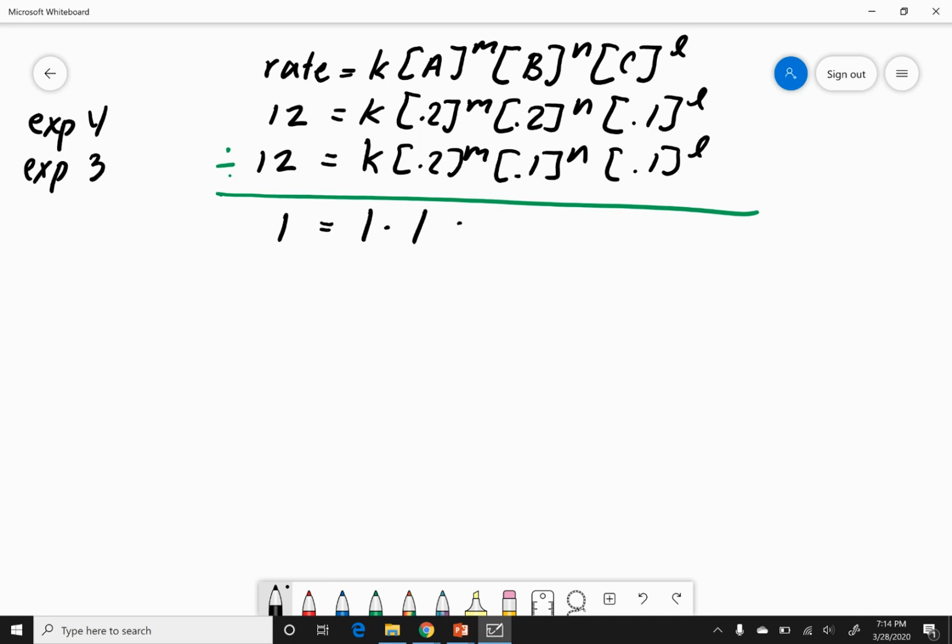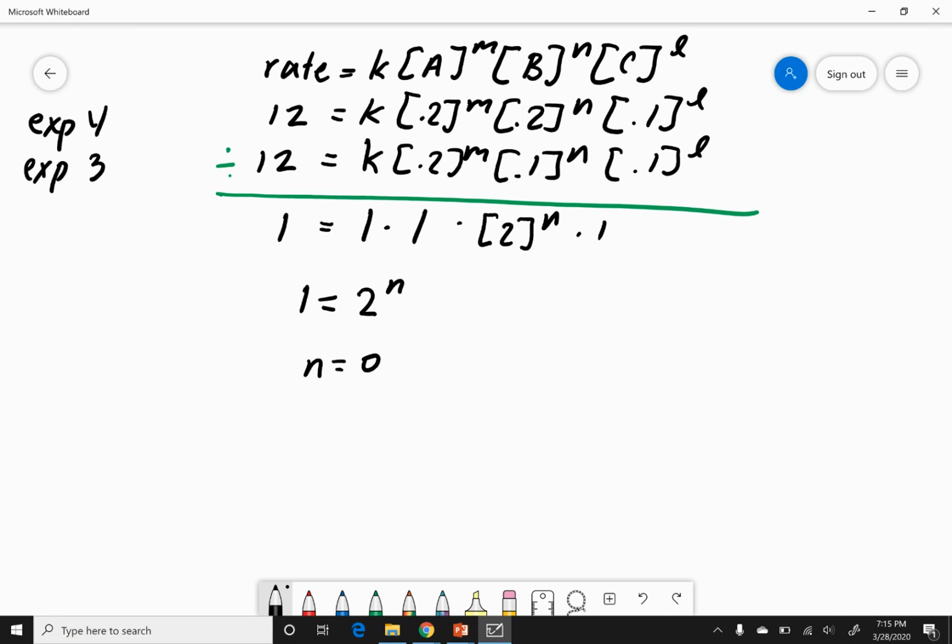And then finally 0.2 divided by 0.1. This actually gets us something. This is 2 raised to the n. And then finally, the last thing divided by itself is going to be 1 as well. So I simplify this expression to 1 equals 2 to the nth power. And the only way this works is if n is equal to 0, so this is a 0 order reaction. All right, this gets us all the orders for our data.